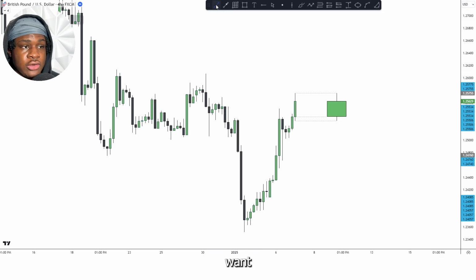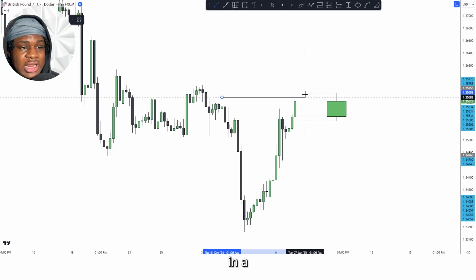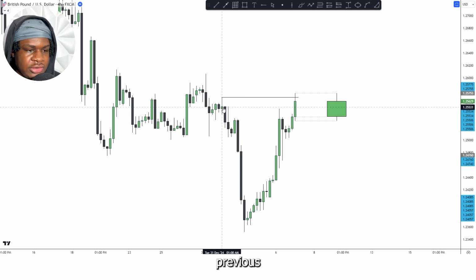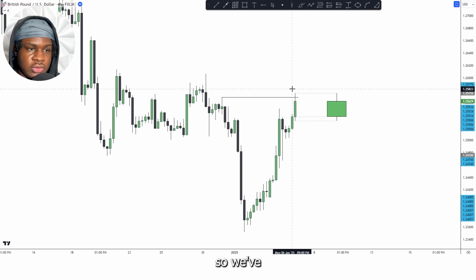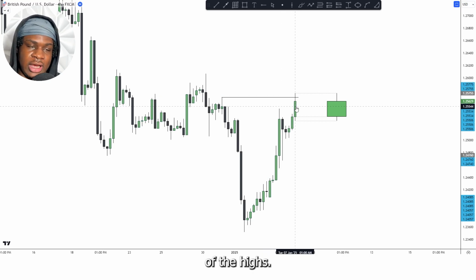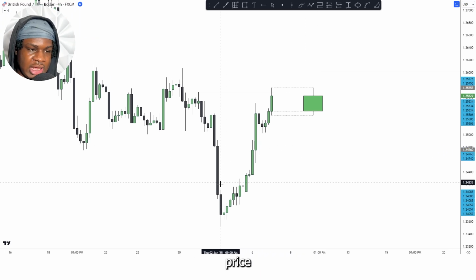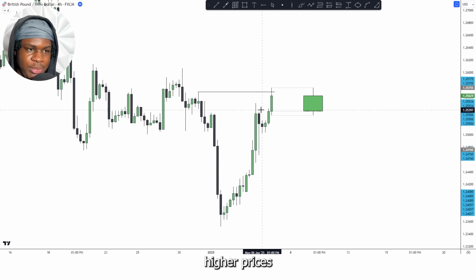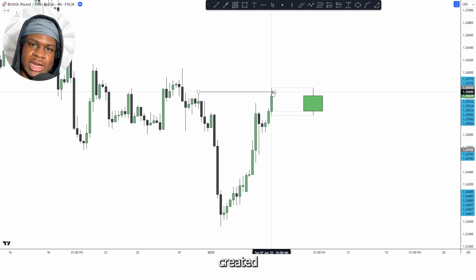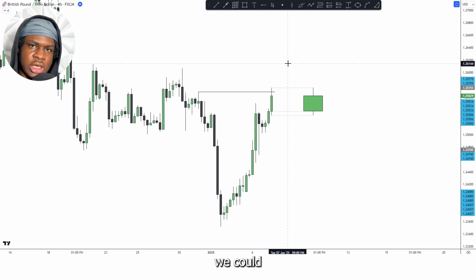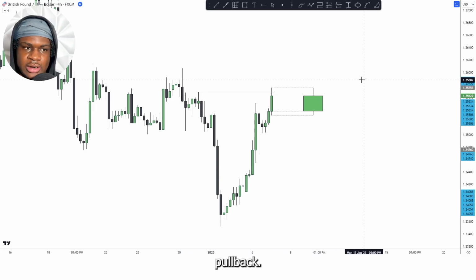Essentially, I also want to take note that we are also in a level of liquidity. We can see that price has come higher and took out these previous highs, which look to be the prior weekly highs. So obviously we're in a potential level of resistance. Price has created higher and higher prices, but it hasn't really created much of a pullback. So now that price has taken out this level of liquidity, we could potentially see price creating a pullback.